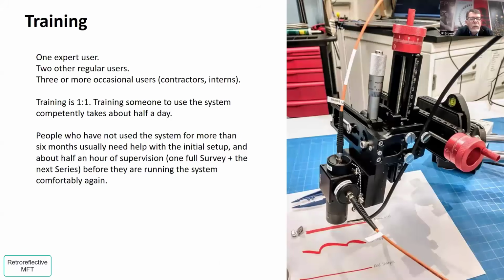So training, we've got 1 expert user, me, 2 other reasonably regular users who can work on their own, and then 3 or more occasional users, contractors or interns. So training is one-on-one. Training someone to use the system competently takes about half a day. That doesn't mean they can figure out all the problems that they might have, but they can certainly operate it and get usable results. People who've not used the system for more than about 6 months usually need some help with initial setup and about half an hour of supervision, so something like 1 full survey in the next series before they're running the system comfortably again.